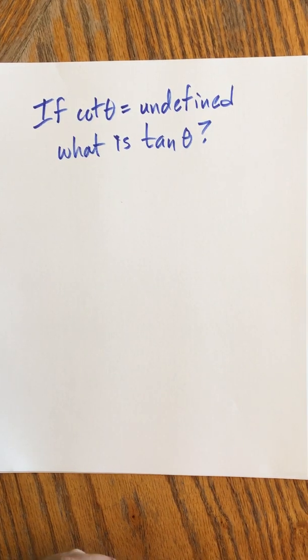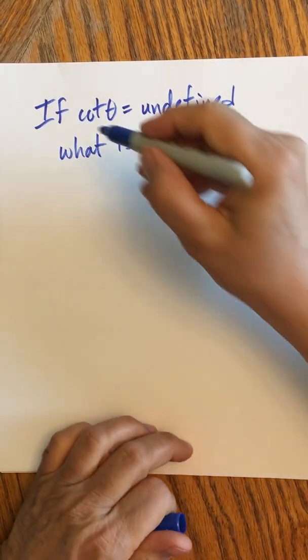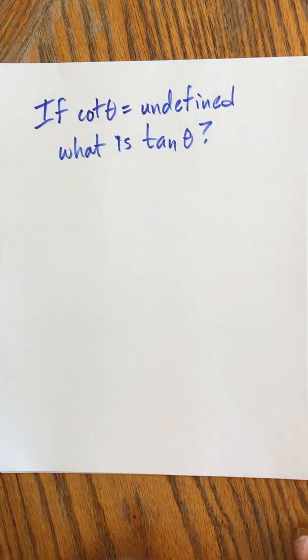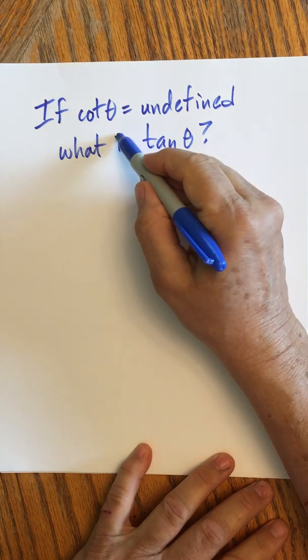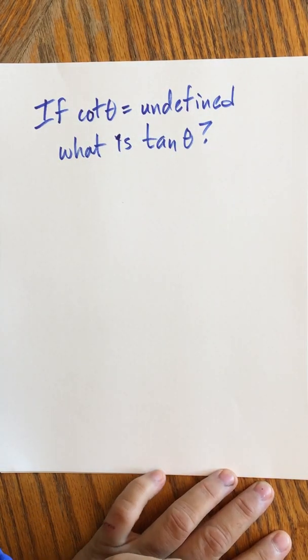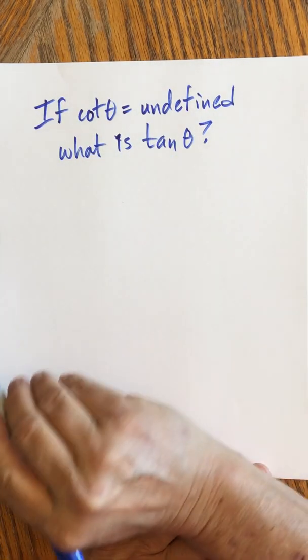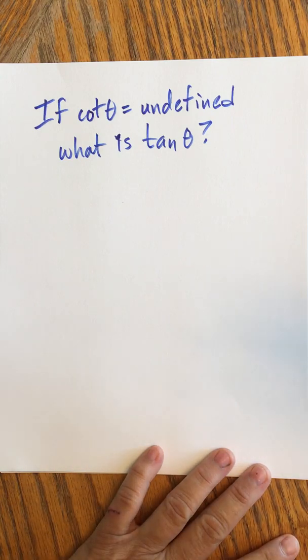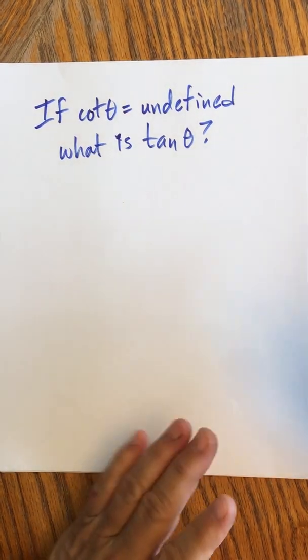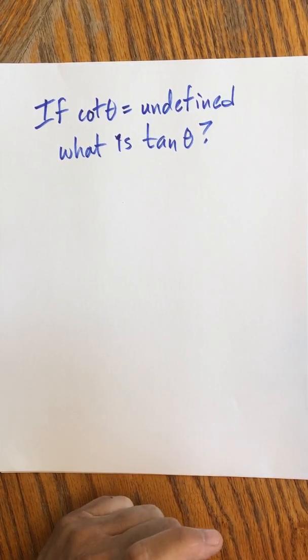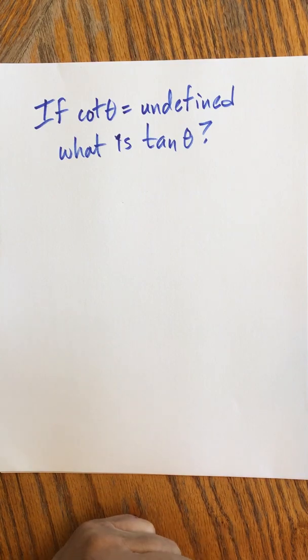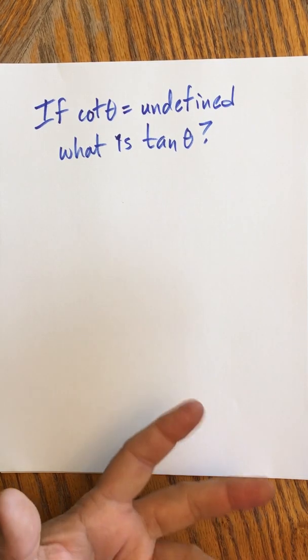Hello, in this video we're going to look at the question: if cotangent of an angle theta is undefined, then what is tangent of that same angle theta? All right. So I think where we need to start is, first, what is the definition of cotangent? Now remember, all of your trig functions at the root are ratios. We're just taking ratios of the lengths of two sides of a right triangle.